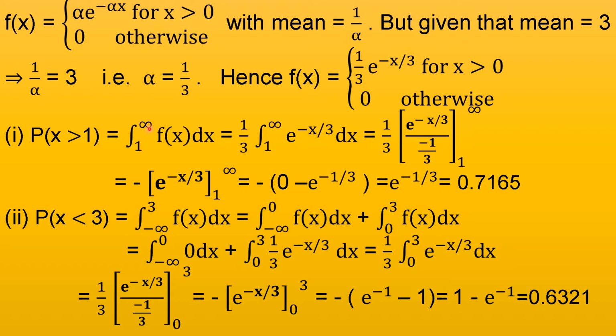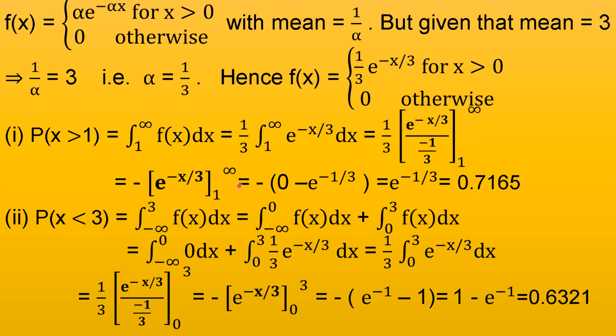So in the integral from 1 to infinity, the x values are all positive, so in place of f of x you can write 1 by 3 into e power minus x by 3. Straight away that 1 by 3 can be written outside the integral sign. The integral of e power minus x by 3 with respect to x is e power minus x by 3 divided by the coefficient of x, which is minus 1 by 3. So multiplied by 1 by 3 divided by 1 by 3, the 1 by 3 cancels. The minus sign remains outside the bracket: the difference of e power minus x by 3 at the upper limit infinity and the lower limit 1.